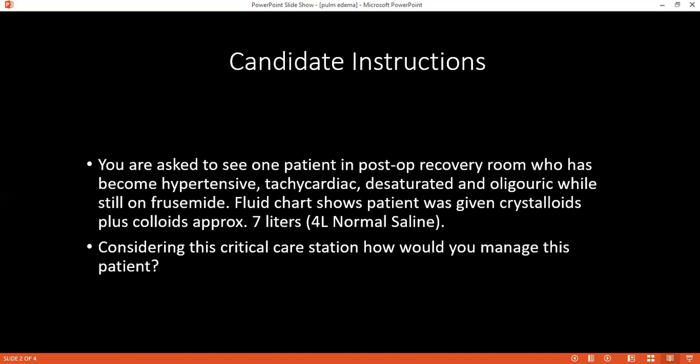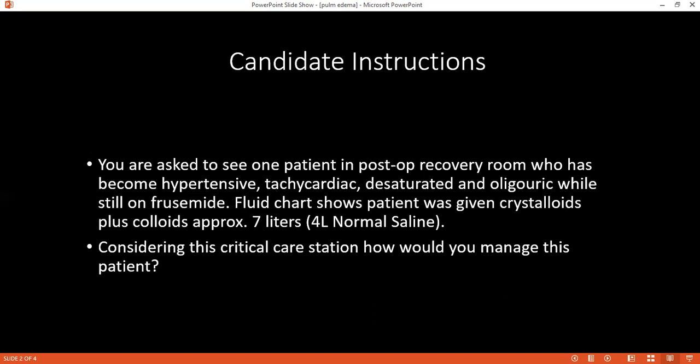Why would you suggest dobutamine? Dobutamine acts better on the heart, while dopamine will help to increase the blood flow to the kidney. And it stimulates which receptors? Beta receptors. That's why it will increase the circulation.